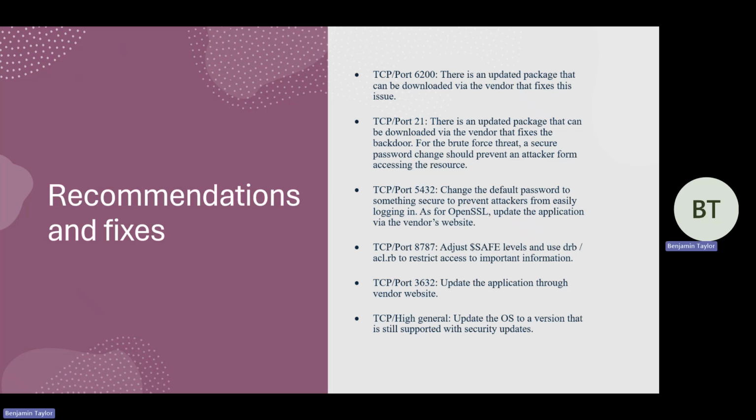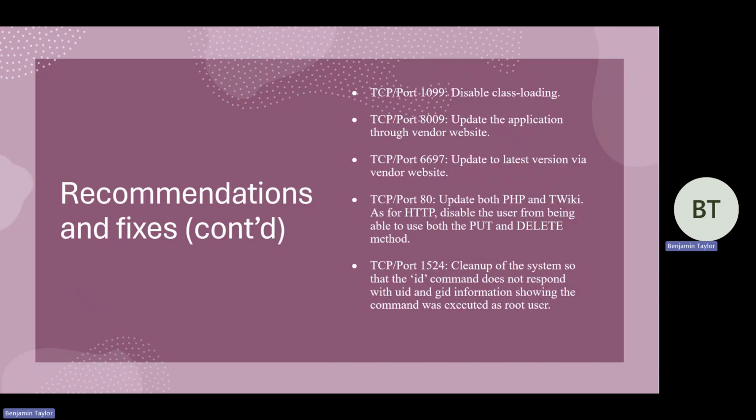And port 8787. Once again, this is going to be distributed Ruby. What I found would be best would be to adjust the safe levels and utilize the ACLs to help restrict access to the sensitive information. And TCP port 3632, going back to DistCC. It'd be good to ensure that the application is updated through the website and to minimize any trust-based vulnerabilities that could be found here.